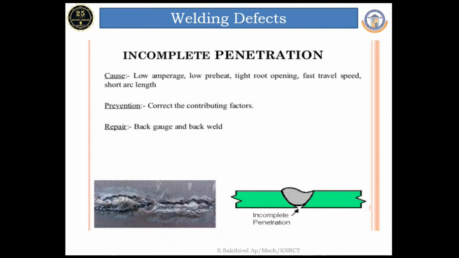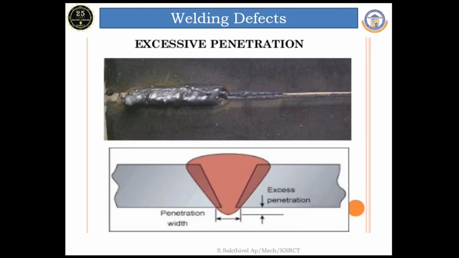It is also caused by low amp, low preheat. Before we weld, we want to preheat properly. Tight root opening, fast travel speed, shorter length. Then prevention: correct the contributing factors. So by correcting the contributing factors, we can avoid the incomplete penetration. Then repair: how are we going to repair? Back gouge and back weld.